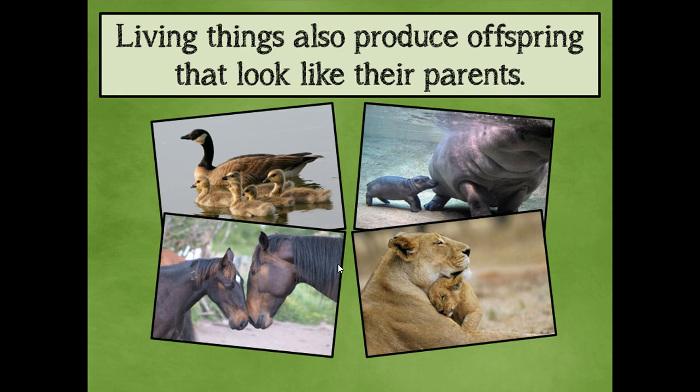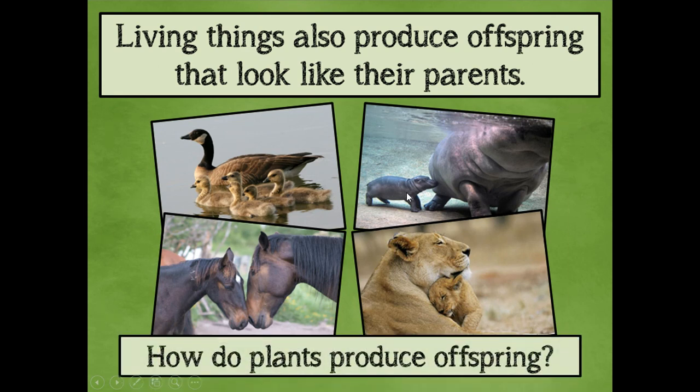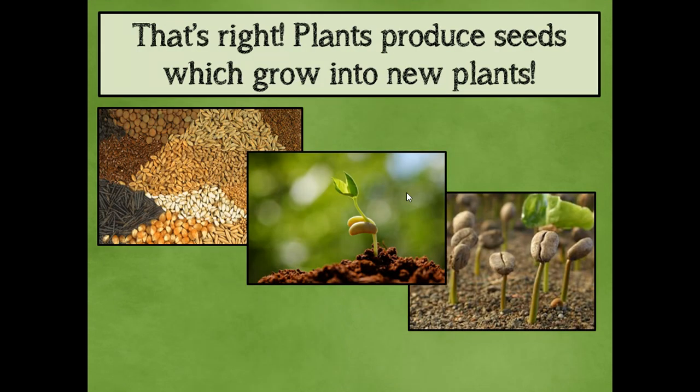Living things also produce an offspring that look like their parents. An offspring is a baby. So people and animals, they produce little babies, offsprings that look like them. How might a plant produce an offspring? Because remember, plants are living things too. You are right. They're seeds. Plants produce seeds, which grow into new plants.